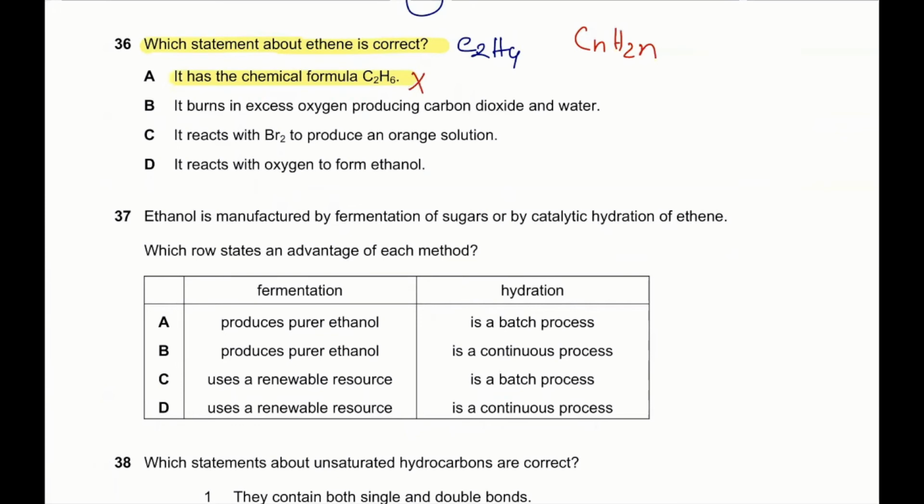It burns in excess oxygen, producing carbon dioxide and water. Yes, it does burn in excess oxygen, producing carbon dioxide and water only. It reacts with bromine to produce an orange solution. No, bromine already has an orange color, and ethene will decolorize it. It reacts with oxygen to form ethanol. No, it reacts with steam to produce ethanol. So B will be the correct answer, guys.